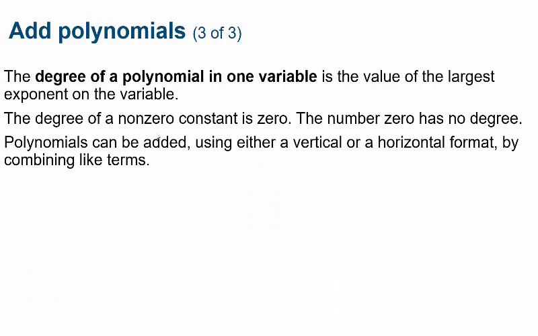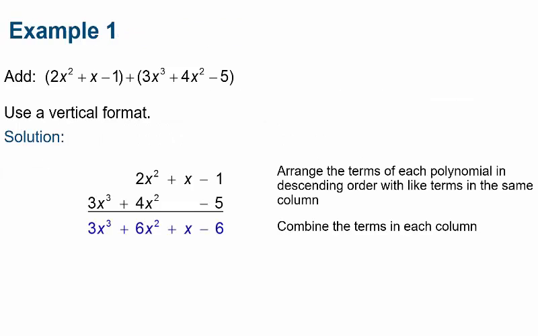Okay, so here's the deal. Polynomials can be added using either the vertical or horizontal method by combining like terms. I'm going to show you an example of both the vertical and horizontal method for both addition and subtraction. Let's add 2x squared plus x minus 1 to the polynomial 3x cubed plus 4x squared minus 5.